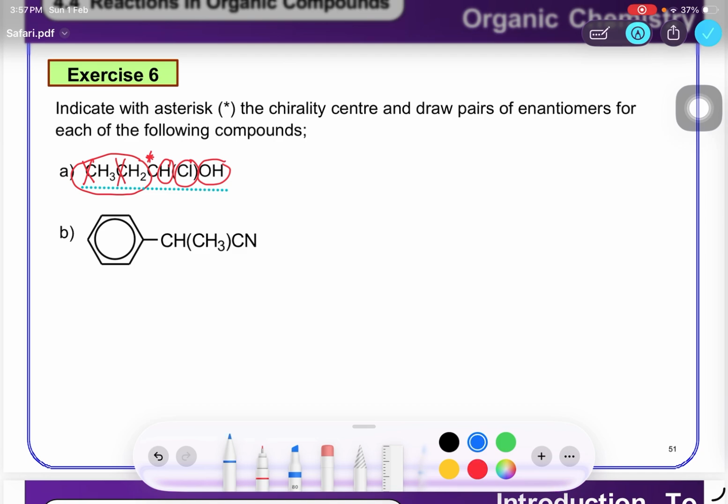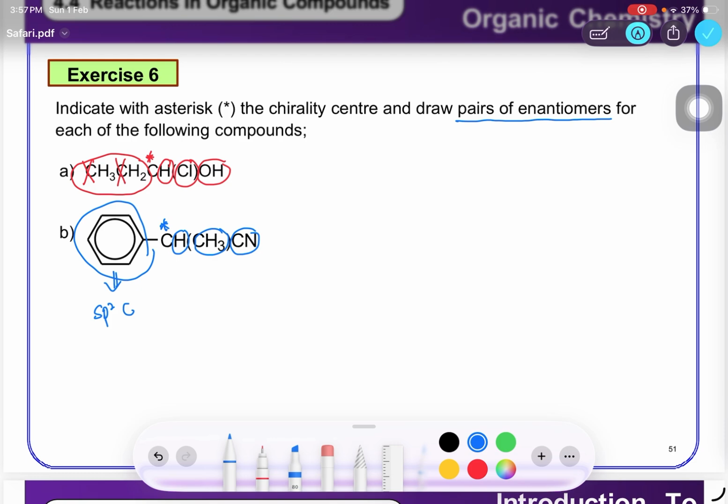How about the second compound? The carbons in the benzene ring are all sp2 carbons, so we need not consider them. So this carbon has 4 groups: one is hydrogen, second is CH3, third is CN, and the fourth is the benzene ring. So for both compounds here, they have the chiral center. Next we need to draw pairs of enantiomers.